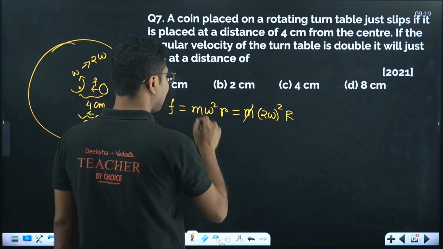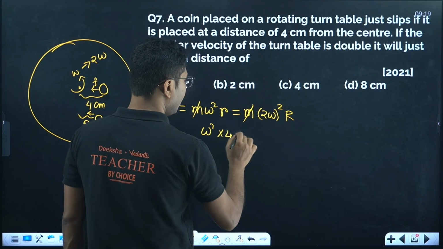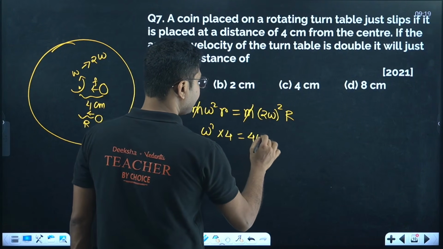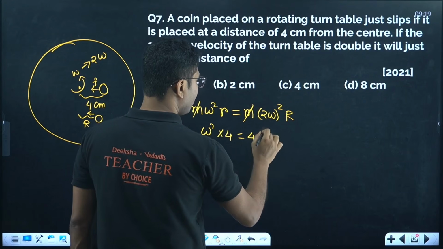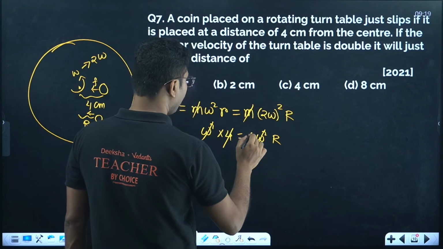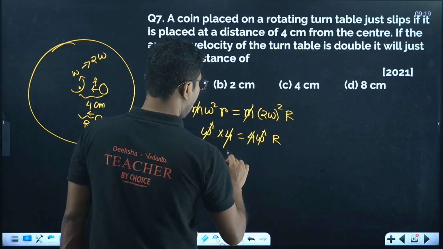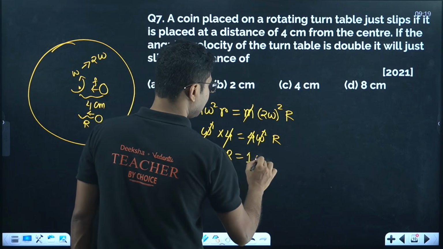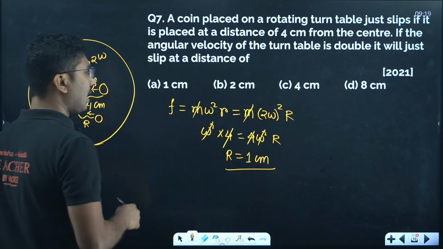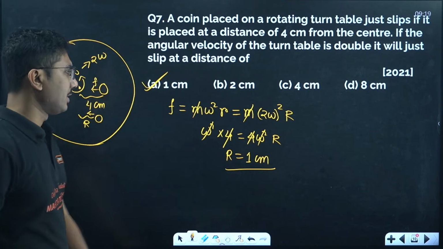So m cancels and we get omega square into 4 equals 4 omega square into R. So omega square cancels, 4 and 4 cancel, and we get R equals 1 centimeter. So R will be 1 centimeter. Correct answer is 1 centimeter. Clear?